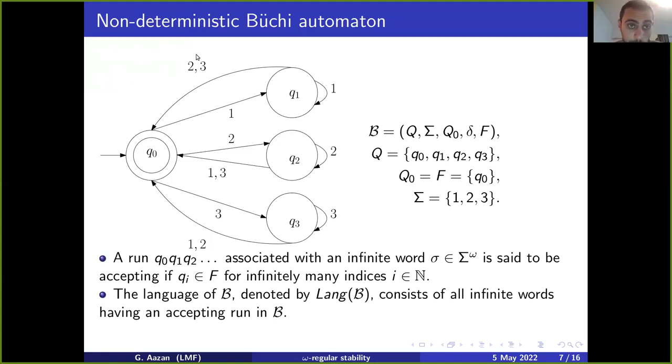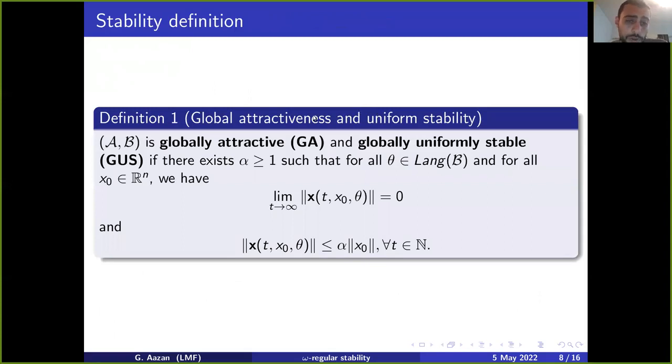So this Buchi automaton will be considered in our example. Since we mentioned stability, it's natural to define notions about stability. Given a finite set of matrices and a Buchi automaton B, we say that the system AB is globally attractive and globally uniformly stable if for all theta that belongs to the language of this Buchi automaton B, the trajectories go to 0 at infinity, and our trajectories are bounded for all time.